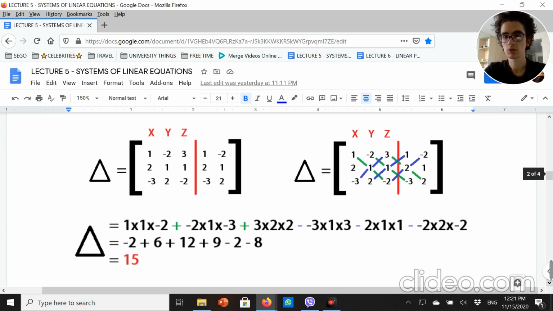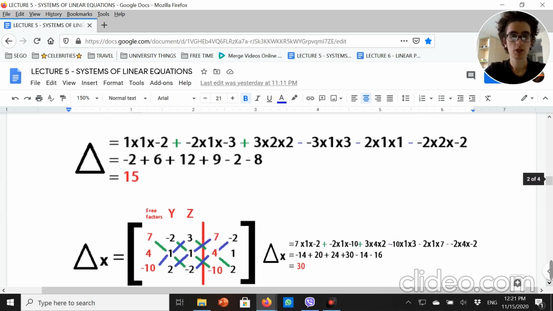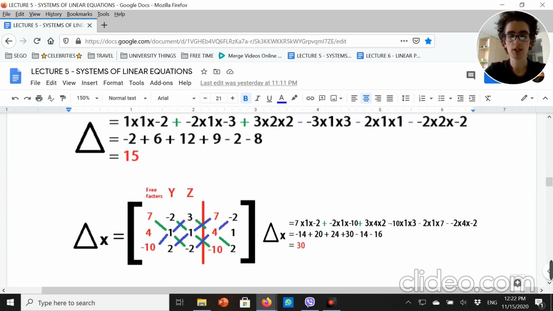Now that we know the delta, we're gonna calculate the others. So now we're looking for delta x, and delta x is the same thing as delta. It's just that there's one small difference.